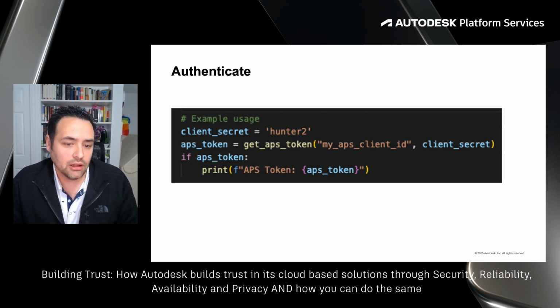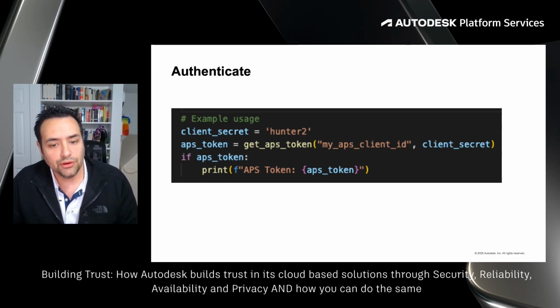We have a function called getAPSToken that you'll see in the next slide, which takes a client user ID and a client secret as input and returns the token. And later on, we'll use this token to create the actual webhook itself.